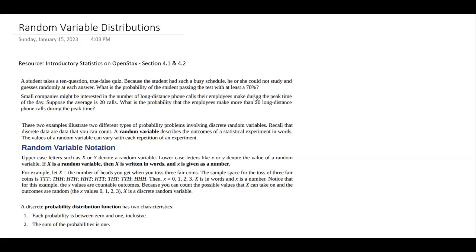If there's a small company and they want to know the number of long distance phone calls their employees make during the peak of the day, then we might want to know what is the probability they make more than 20. So 21, 22, 23. All of those are countable. So we call them discrete random variables. It is still not sure which outcome is going to happen. There's still a probability tied to each one. So it's still a random variable, but because we can count the outcomes, it is what we call a discrete random variable.